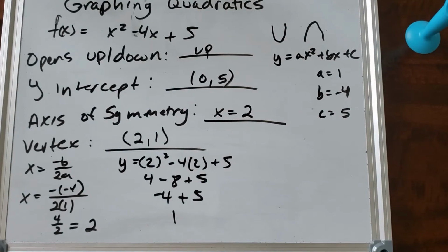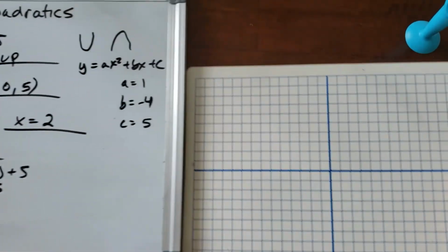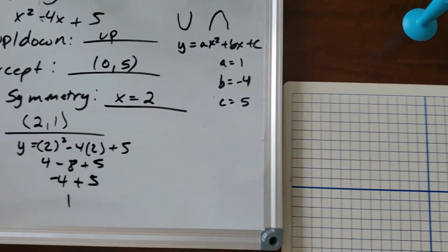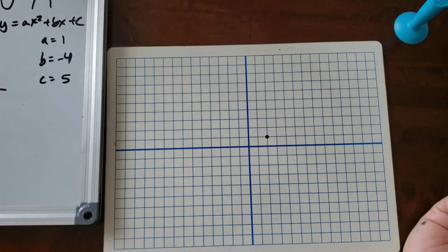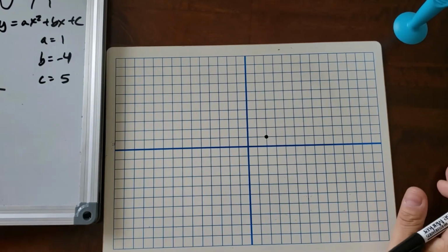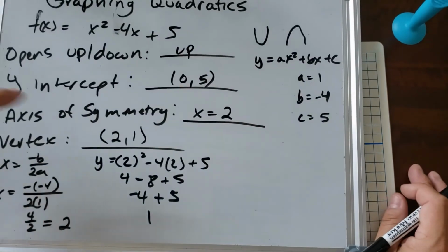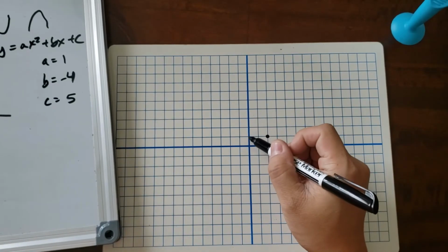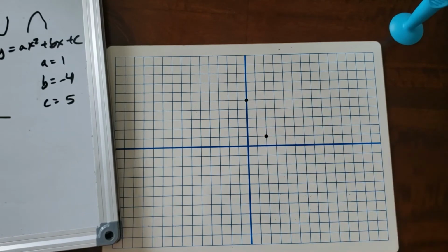Okay? Now I'm going to take all this information I just found and I'm going to graph it. So the first thing I'm going to do is always graph my vertex. So remember, my vertex is 2, 1. So I'm going to go to my graph 2, 1 and draw my dot. Okay? Now, in order to graph this, I'm going to need 2 other dots. Well, if you remember, one of my other dots was my y-intercept, 0, 5. So I'm just going to go ahead and draw that point. So 0, 1, 2, 3, 4, 5, and draw my dot here.